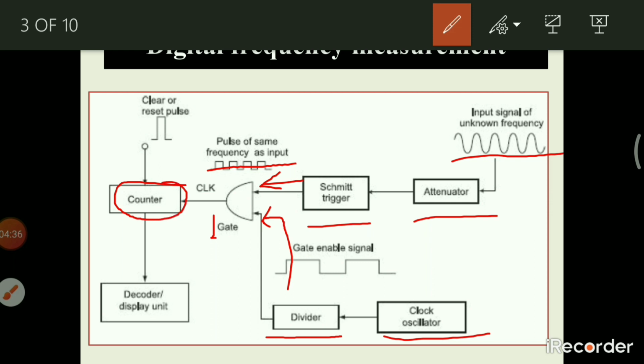The counter is used to count the number of cycles, and the decoder and display unit is used to convert the binary data into decimal form and display it. This clear or reset pulse is used to reset the counter after showing the result in the counter. So this is about the block diagram and the working principle of digital frequency measurement.